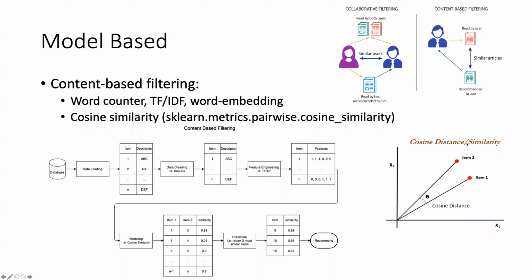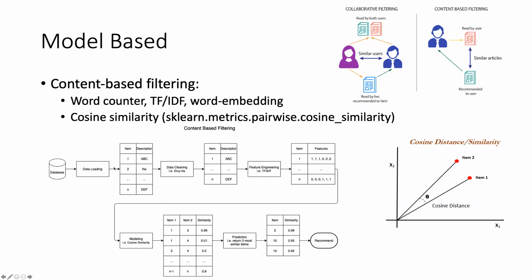So the cosine similarity uses these vectors, right? For each vector, you can calculate a cosine distance, which is this angle here, right? So if two products have a smaller angle, which means they are very similar to each other. So this cosine similarity is a value between -1 and 1. -1 means they are totally different. 1 means they are exactly the same.